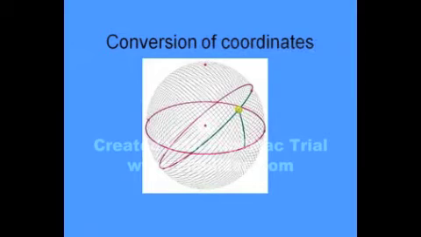As I mentioned before, there are two main systems of locating points on the celestial sphere. One of them, and the most widely used one now, is based on the equator, the celestial equator, and you've got declination, which is kind of like latitude, and right ascension, which is kind of like longitude.